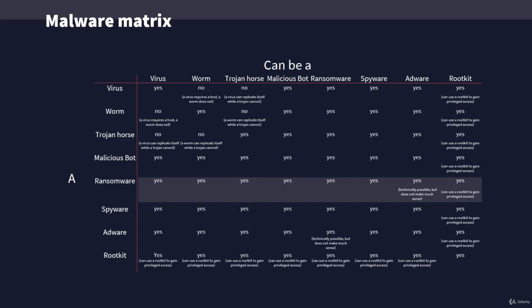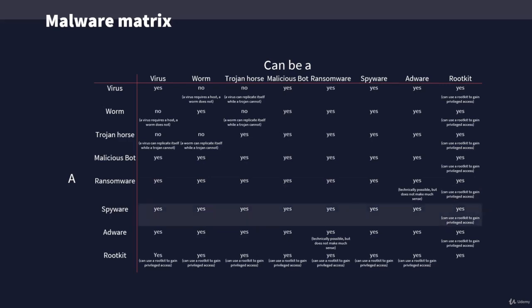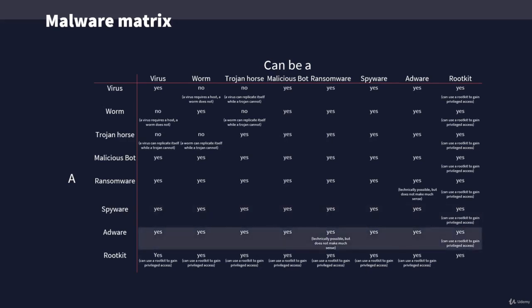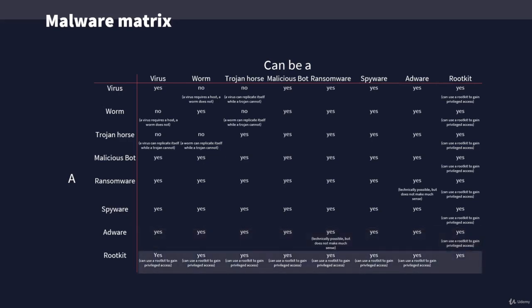One small note for ransomware. While technically possible, it does not make much sense for a ransomware to also be an adware. Next, we have spyware, which can also be any other type of malware discussed today. After that, we have a look at adware. Similarly, it can be any other type of malware discussed today, with the note that for adware, it does not make much sense to also be ransomware. Last, we have the rootkit, which can be used by any other type of malware discussed today in order to gain privileged access and/or conceal the malware.